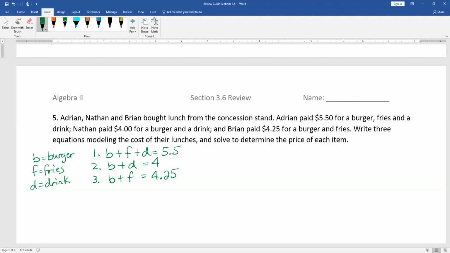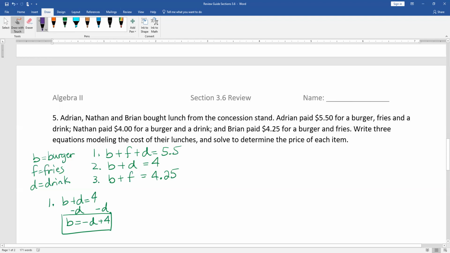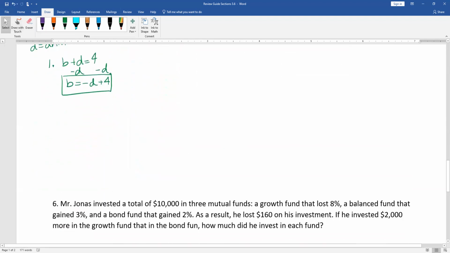The second equation, because it has a whole number, I'm going to rewrite: B plus D equals 4. I'm going to solve it for burger. So I'm going to solve for B and then substitute that into the other 2 equations. So a burger is the price of a drink subtracted from $4, or 4 minus D. Now that I've got that, step 2 means I plug that into my other 2 equations.